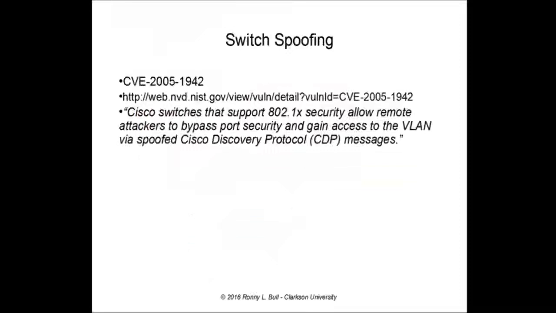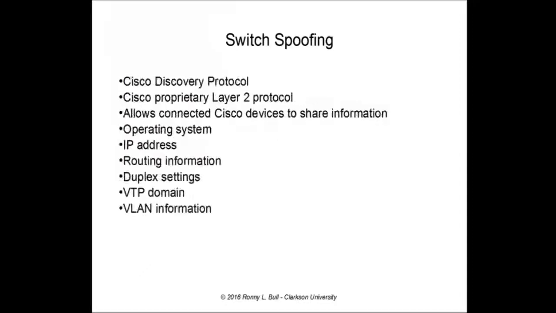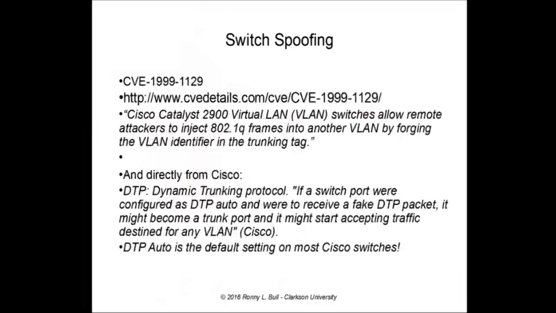So, switch spoofing. Here's a CVE listed about Cisco switches that, if they support 802.1x security, allows attackers to bypass port security and gain access to the VLAN via spoofed Cisco Discovery Protocol messages. A little bit about the Cisco Discovery Protocol: basically, it's a proprietary protocol that Cisco has on their switches that allows two or more switches to identify each other's operating systems, automatically negotiate connections, things like that. So if we can find a vulnerability in that protocol and actually exploit it, we can get on a different VLAN.